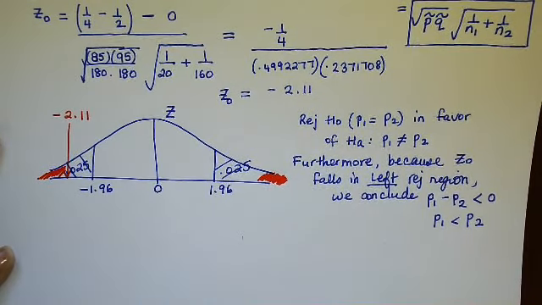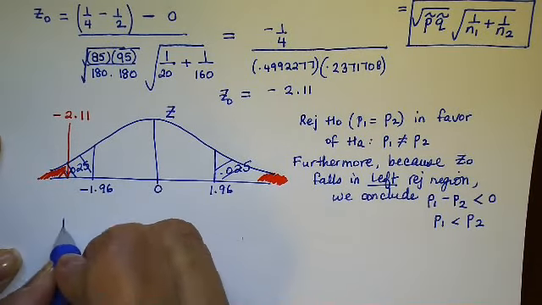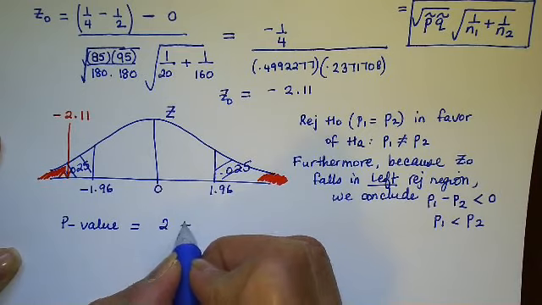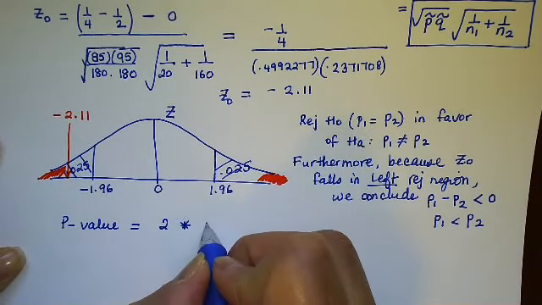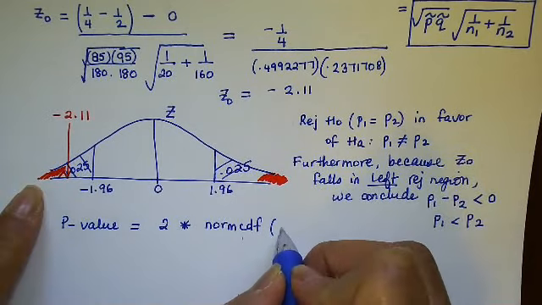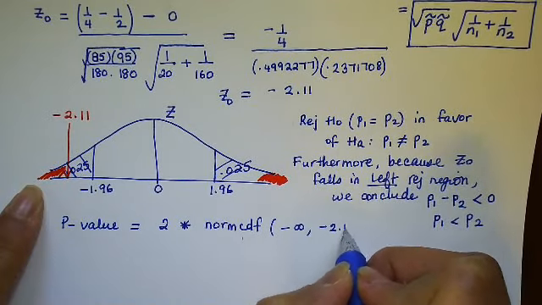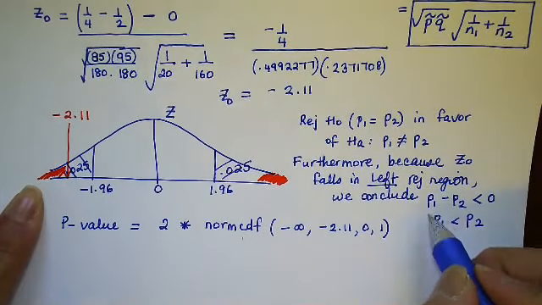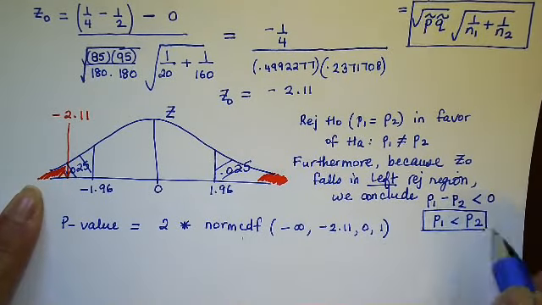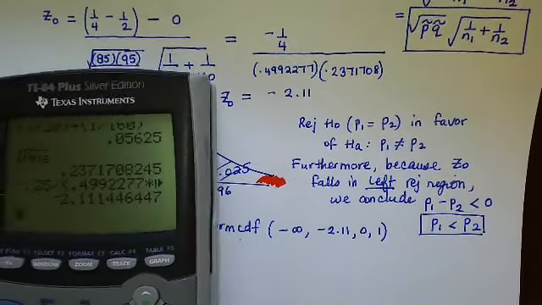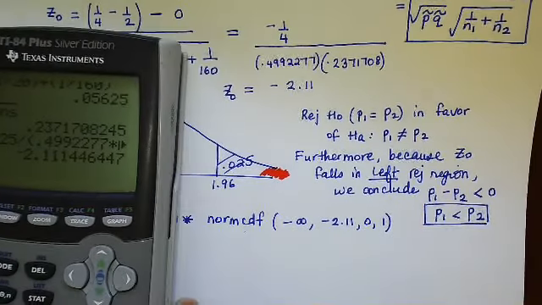Let's find the p-value for this. So here's the p-value. I color it in red. The probability of being even more extreme than minus 2.11 and an equivalent region on the other side. So p-value is equal to 2 times norm CDF of minus infinity, comma, minus 2.11, comma, 0, comma, 1.